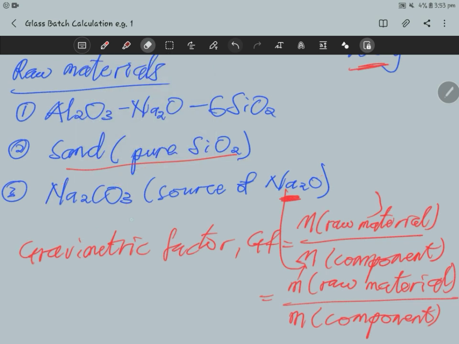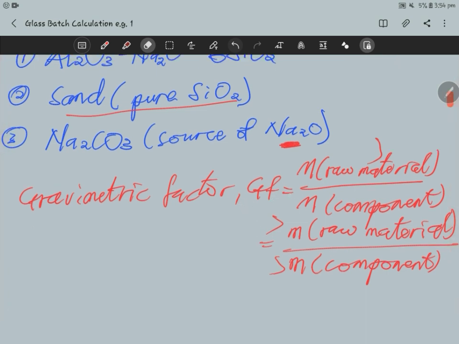So it's good that you keep that in mind. When you get that in mind, you'll be fine everywhere. The same thing: if you have the mass of the raw material and the mass of the component of that raw material, that gives you the gravimetric factor. So these are the things you should keep in mind, and you see this GF is equal to this, right? When you have that in mind, you'll be able to do whatever it is that you want to do.